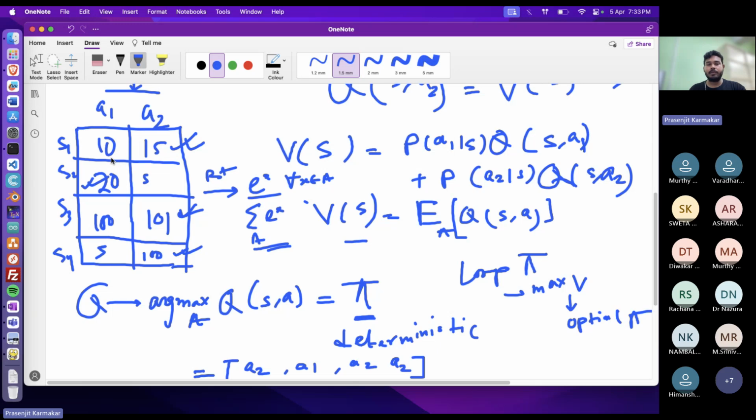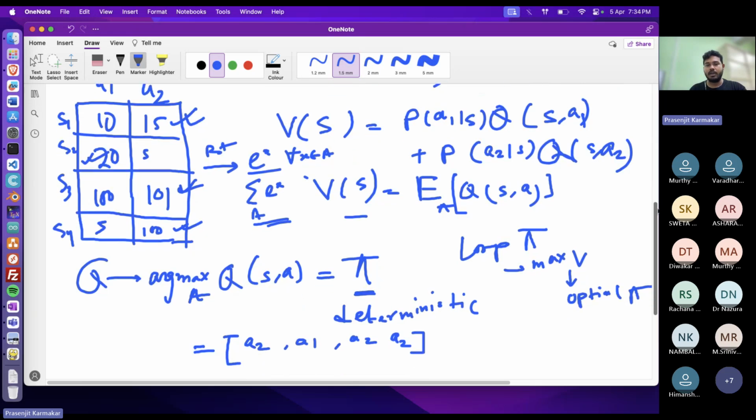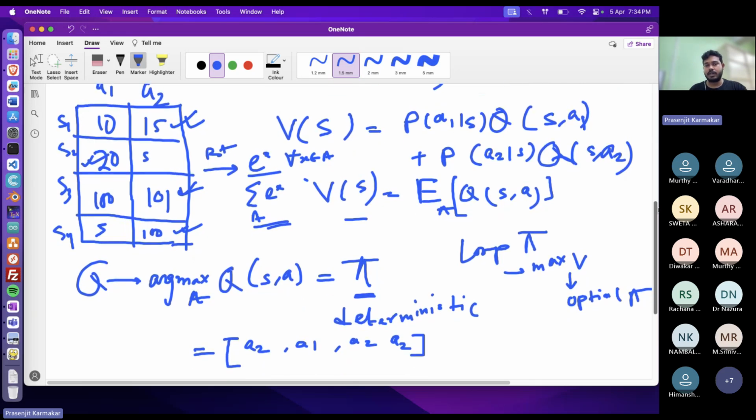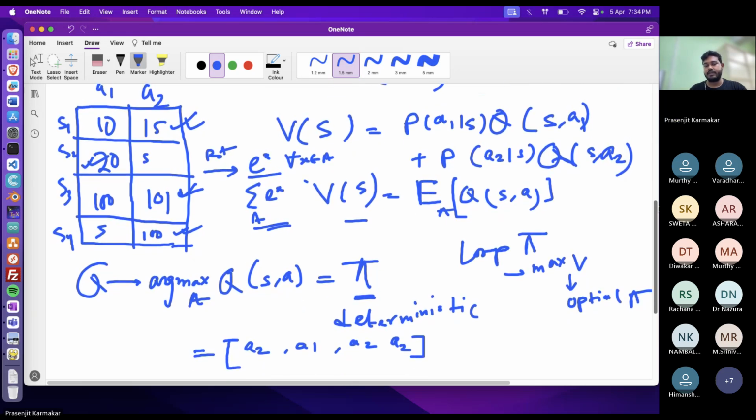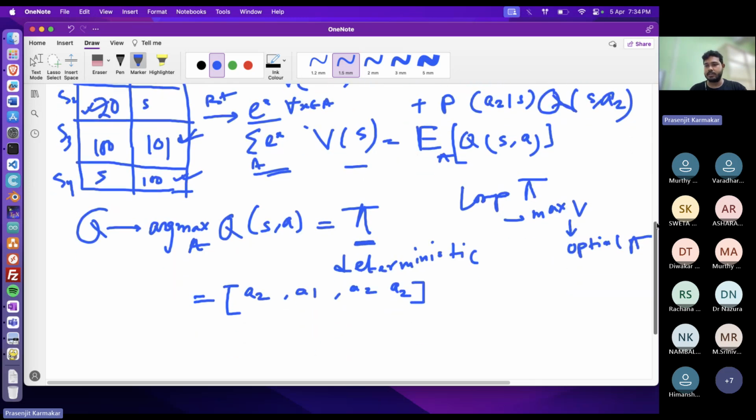policy also. The shape should be the same. So for 10 and 15, we can say it should be 0.4 and 0.6, right? With 40% probability you would take action 1, with 60% probability you will take action 2. But here for value iteration, we are not considering this probabilistic policy. We are considering a deterministic policy. Okay, now let's see the algorithm.